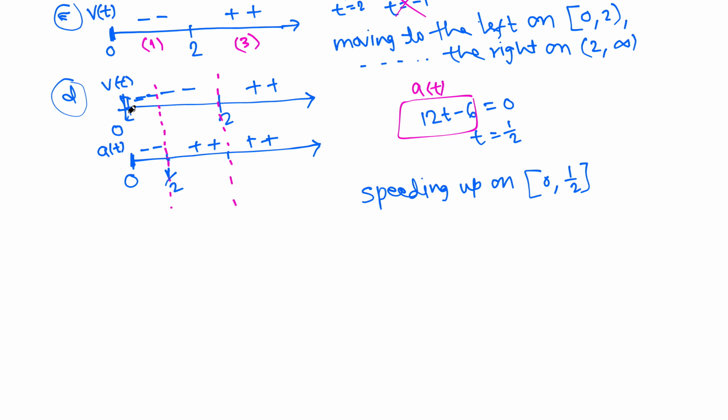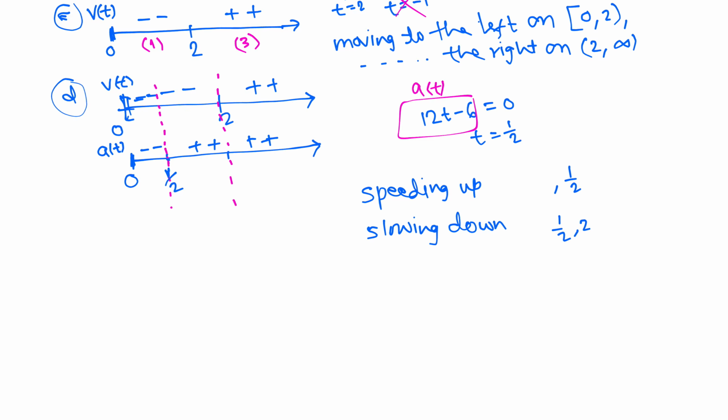At 0, we don't have to include it, but we can include 0 to 1/2 here. And what happens here to here? 1/2 to 2: negative positive means slowing down. 1/2 to 2, minus plus. Let me put it in terms of brackets.